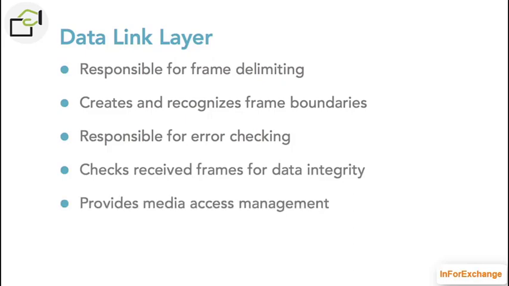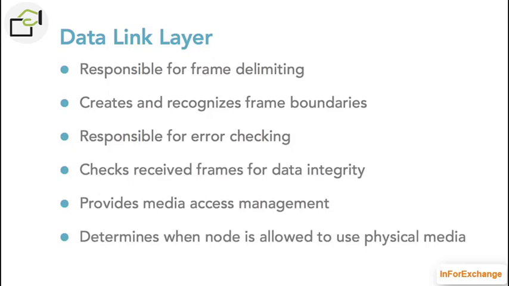The Datalink layer also provides media access management. What this means is the Datalink layer determines when a node is allowed to use a physical media and when it's not. This helps prevent frames from hitting each other or from frames being cut short before they're fully transmitted, thus minimizing or eliminating a lot of errors in the transmission process.